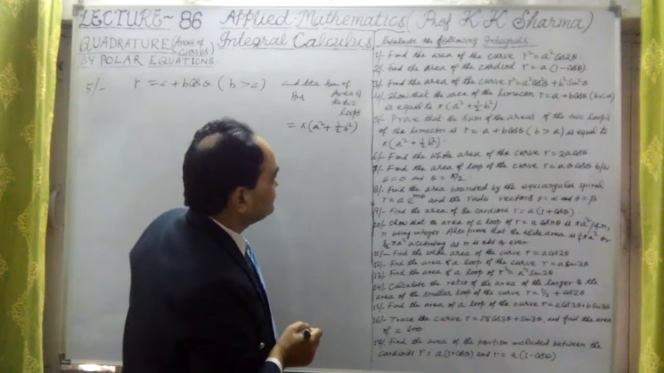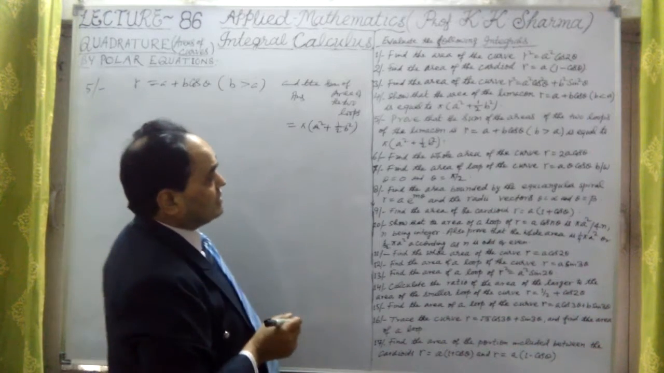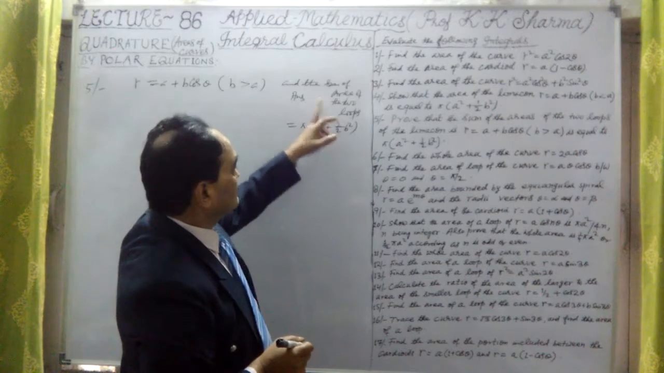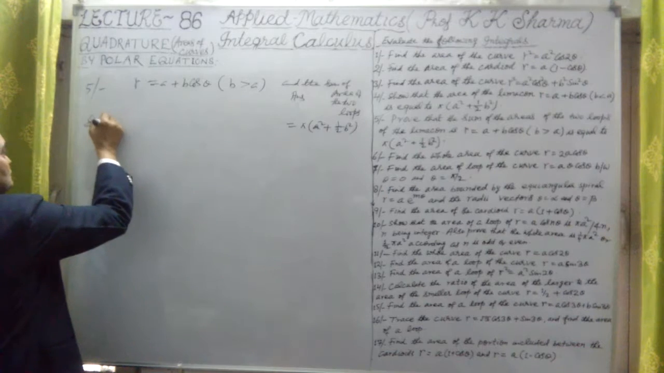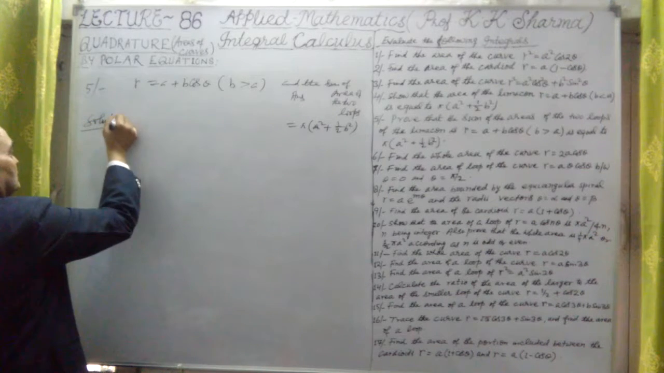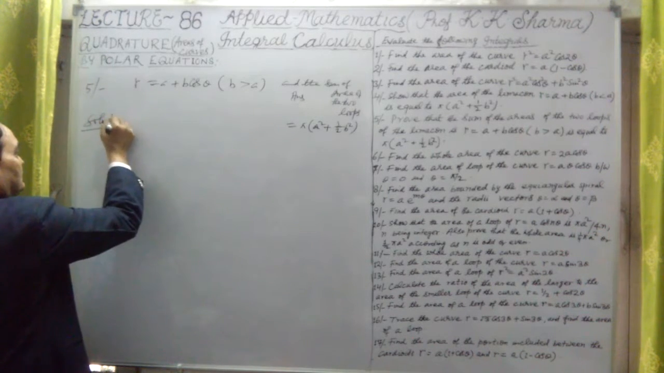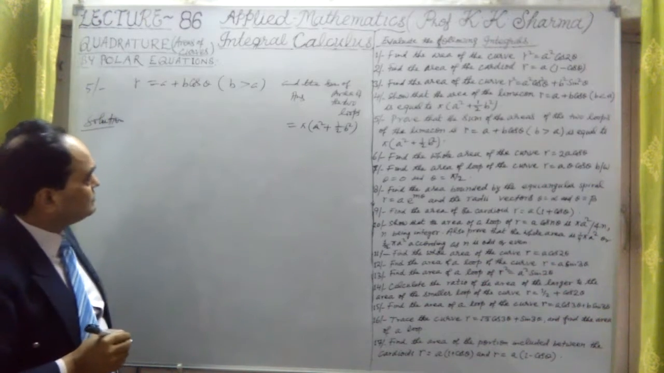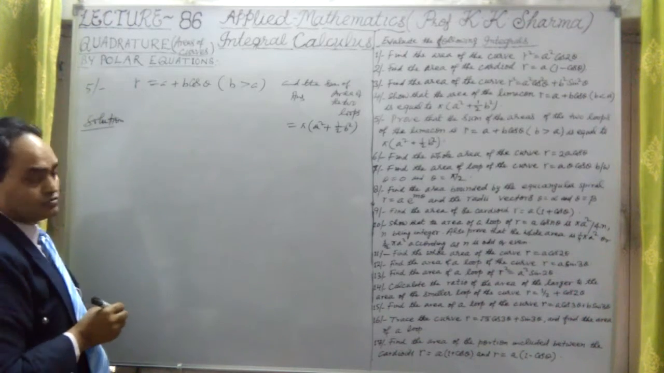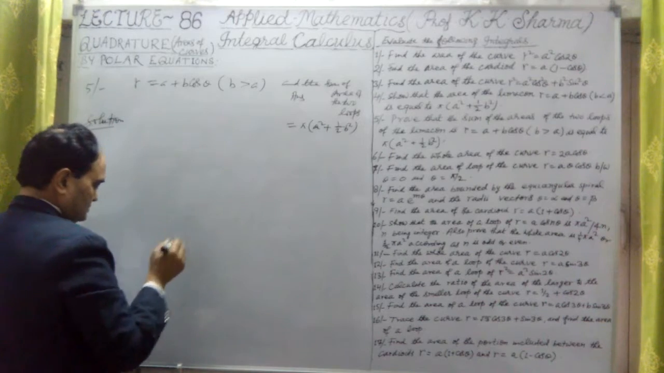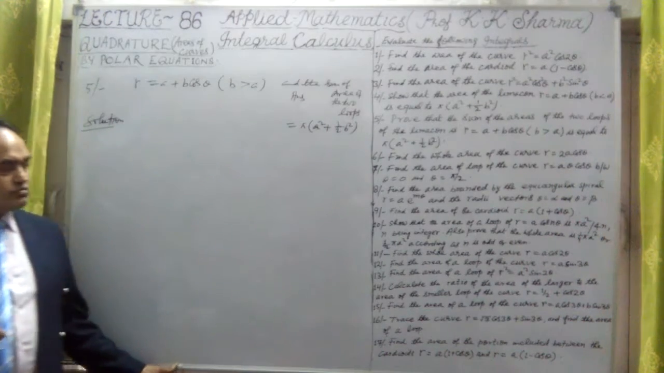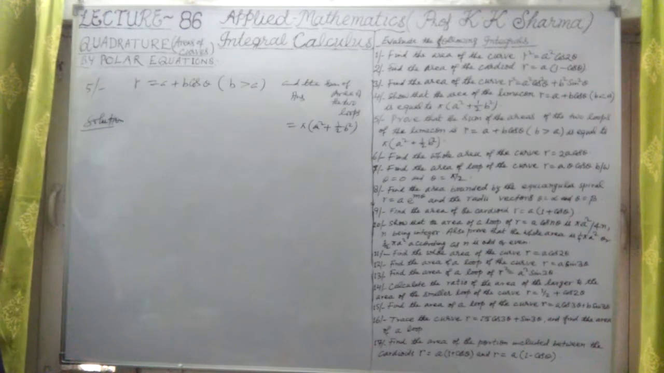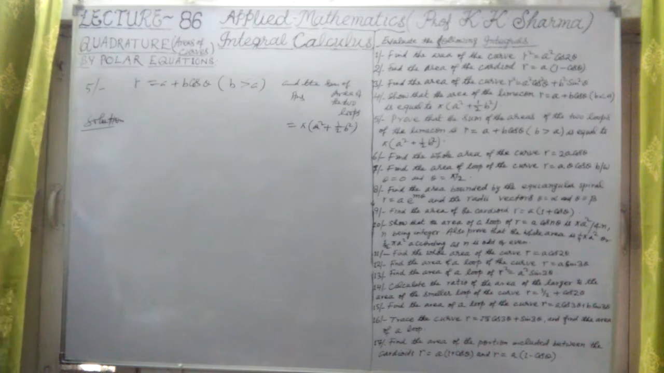This is question number 5. R equal to A plus B cos theta, but B is greater than A. Okay, so B is equal to this. Solution, let me find out. Now, in this case, let's suppose here B is greater than A, there are two kinds of shapes. The curve will be of two types of shape. What kind of those two shapes are there? Let me talk about them.